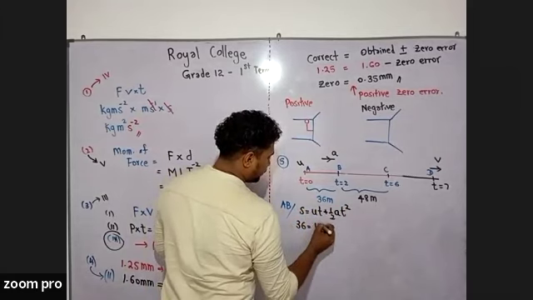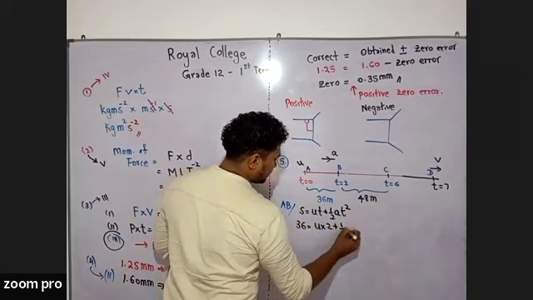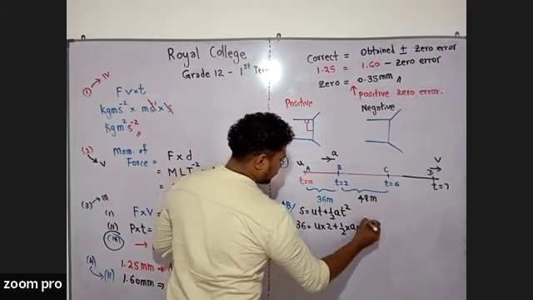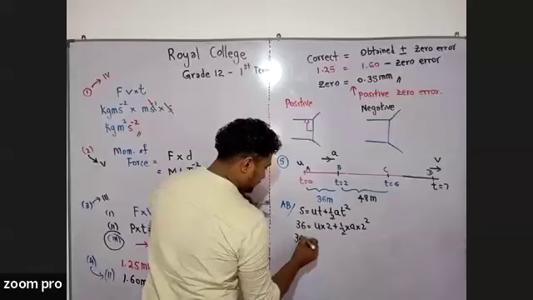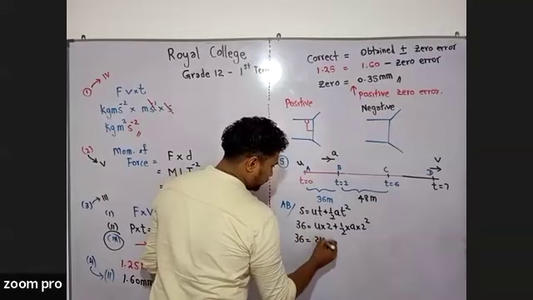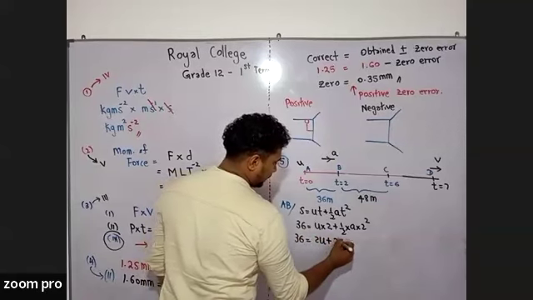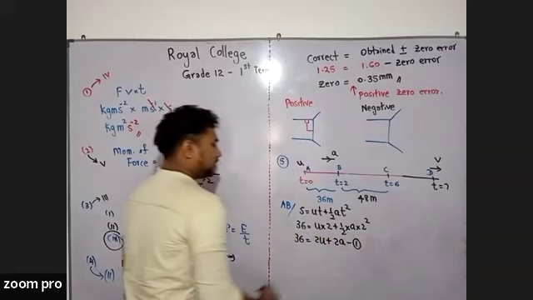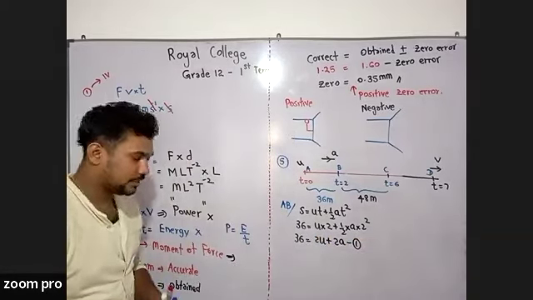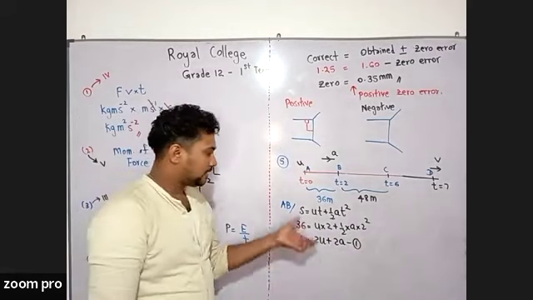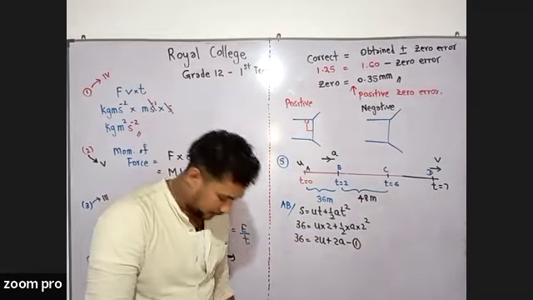You don't have an idea about u, so S equals ut plus half a t squared. Then 36 equals 2u plus 2a. This is the equation obtained by considering the first data, right?